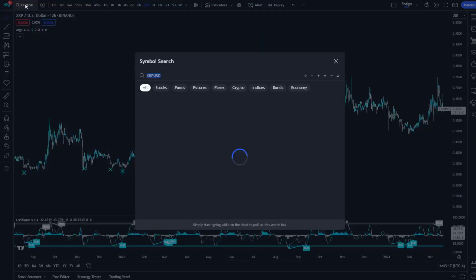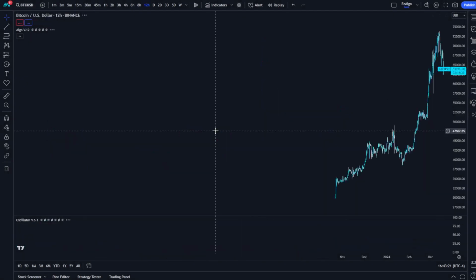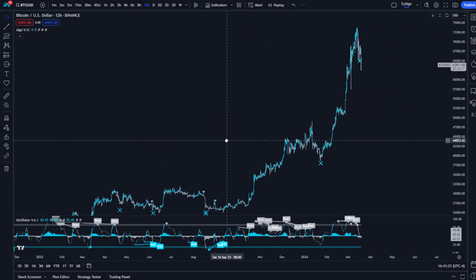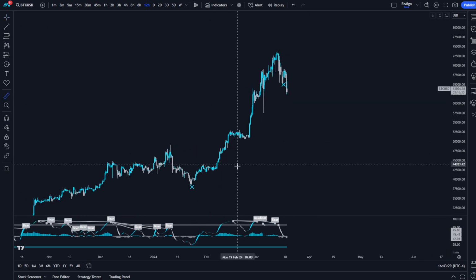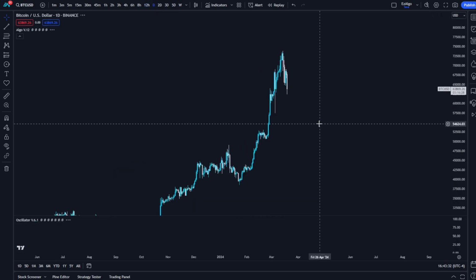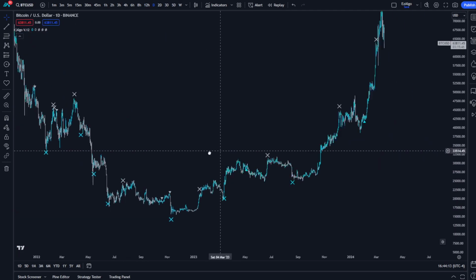And I will show you guys how this works on Bitcoin. So again, we're gonna go to Bitcoin USD on Binance, right? That has the most data. Again, look at 12-hour swing buy signal, oscillators flashing a buy signal, price goes up, right? Huge. Let's go to the daily time frame. So here is what the algorithm looks like on the Bitcoin one-day time frame.